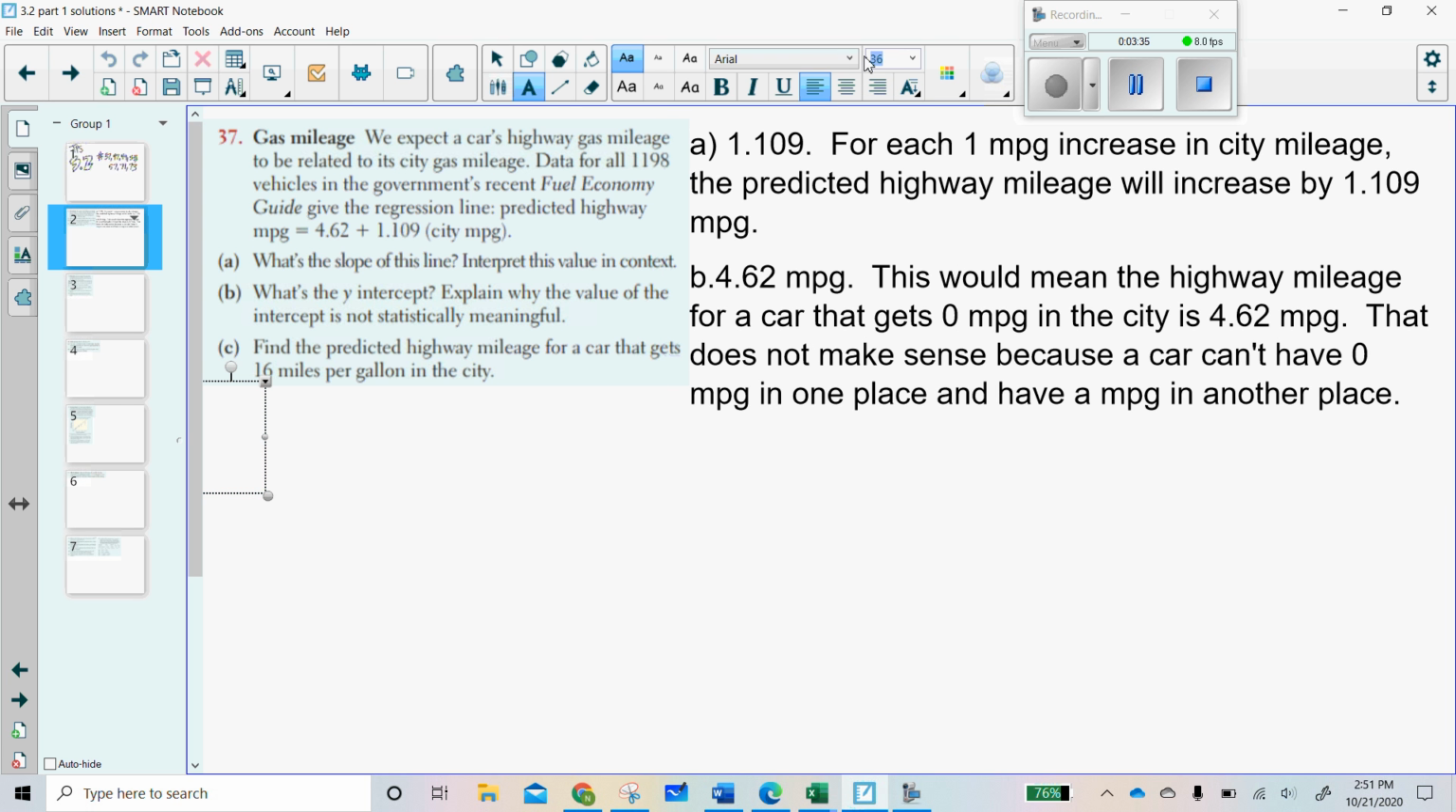Part C, find the predicted highway mileage that a car gets. All right, this is really important. I saw a lot of people had questions about this: how do I find the prediction? This is crucial. It comes from the least squares regression line. In this case, that was 4.62 plus 1.109 times the city MPG. So I need to plug in 16 and see what I get. That ends up giving me 22.36.